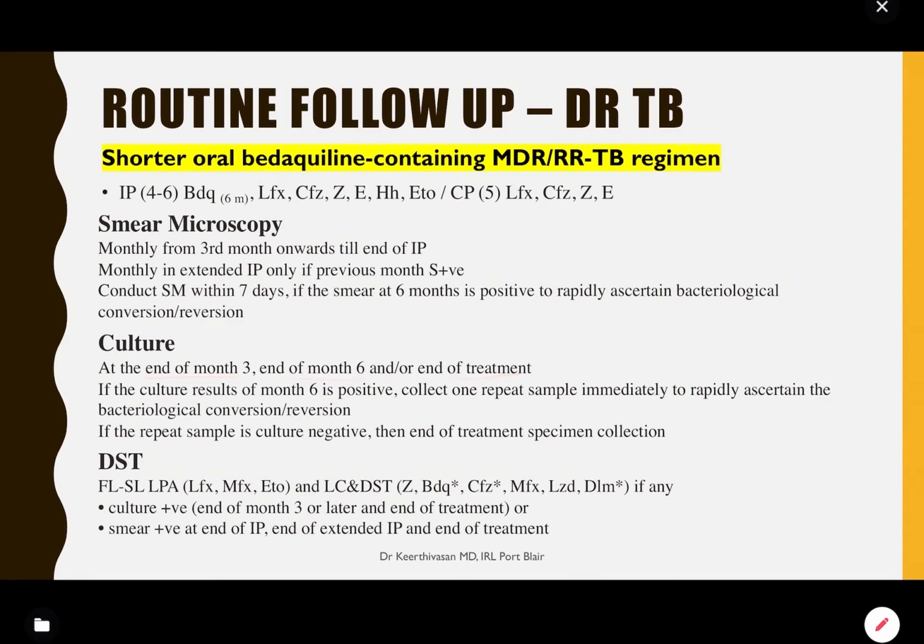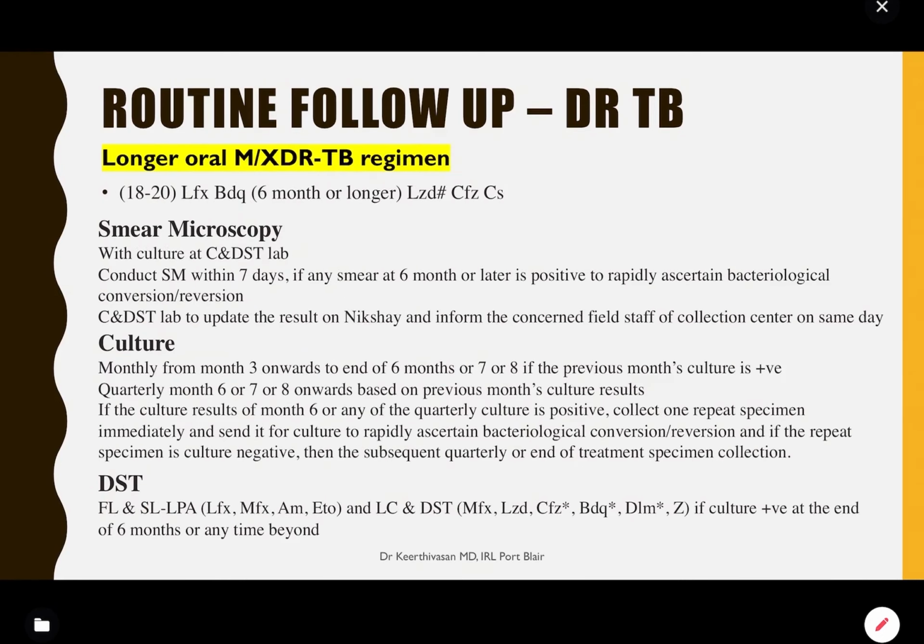One is at the end of 3 months, one at the end of 6 months, that is possibly at the end of IP, and also at the end of treatment or end of CP. Here also, if any culture is positive, repeat cultures are sent every month till it becomes negative. Then coming to DST, based upon our algorithm, first line or second line LPA and liquid culture DST is also done. Now coming to the next regimen, the long oral MDR and XDR TB regimen.